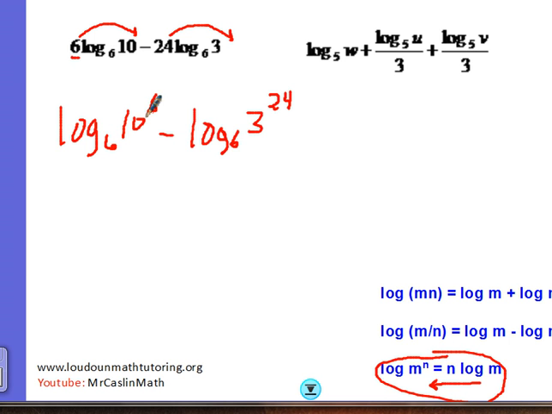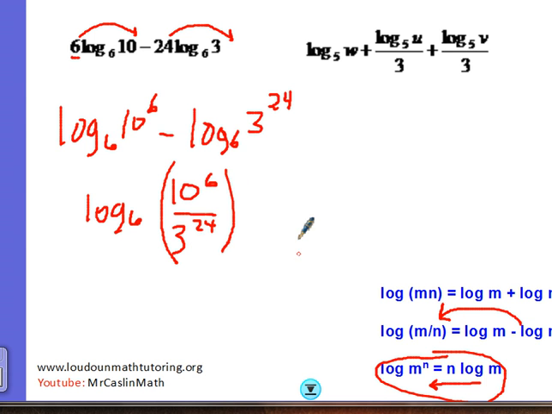Now, we said we're condensing, we're taking two logarithms and combining it into one, so this can become log base 6. Subtraction becomes what? Subtraction is going to become a division. You're dividing the first by the second. Log base 6 of 10 to the 6th divided by 3 to the 24th. Let's wrap this in parentheses so we know we're doing log base 6 of the whole fraction.